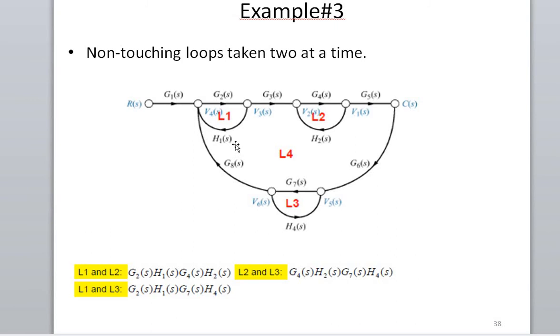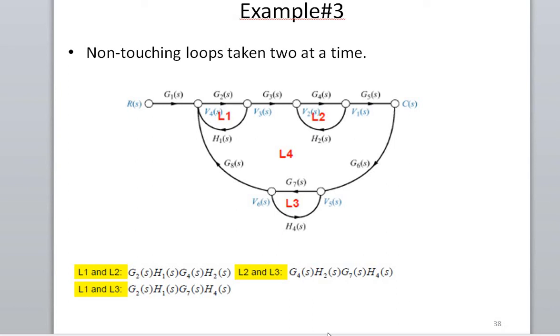Now we can see L2 and L3. L2 and L3 are two non-touching loops. So we can write the loop gains of L2 and L3, that is G4H2, G7H4. Now L1 and L3 are also two non-touching loops. So we can write the loop gain of L1 and the loop gain of L3, that is G2H1, G7H4.